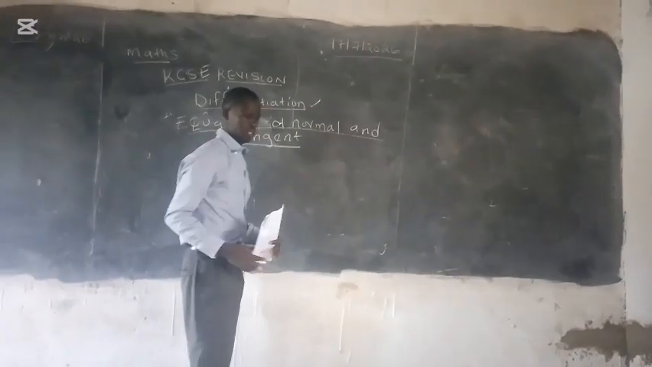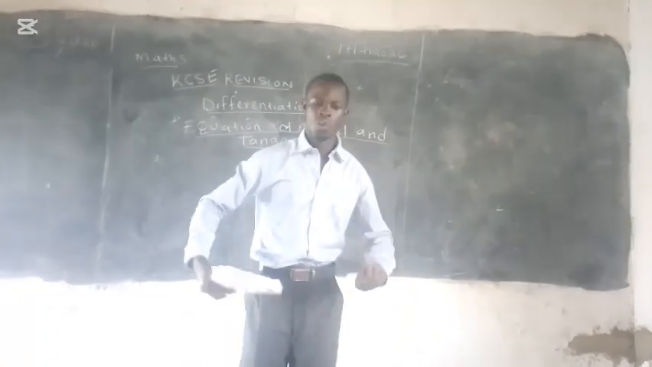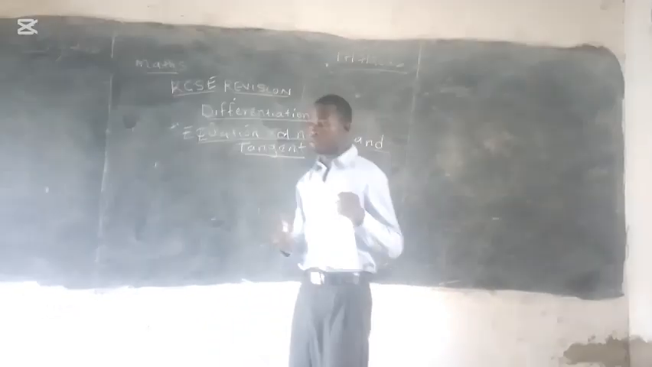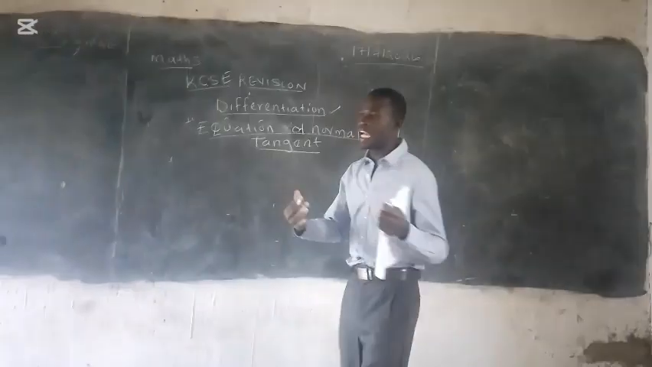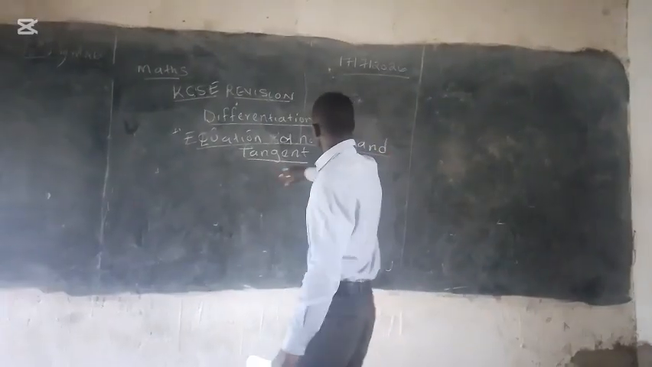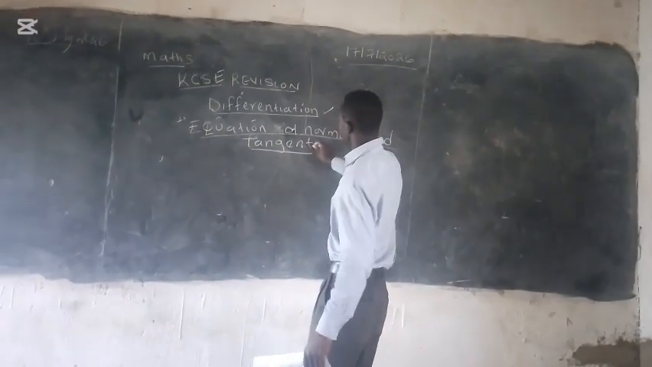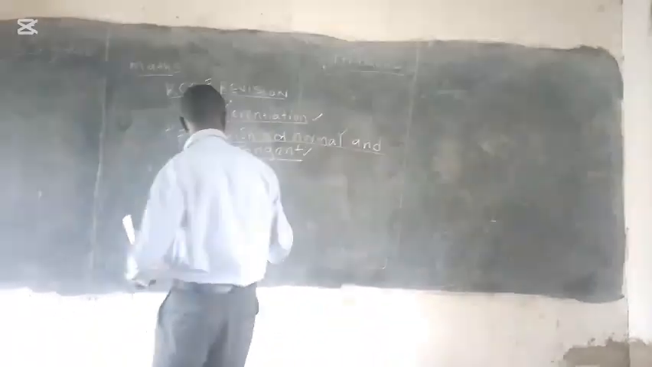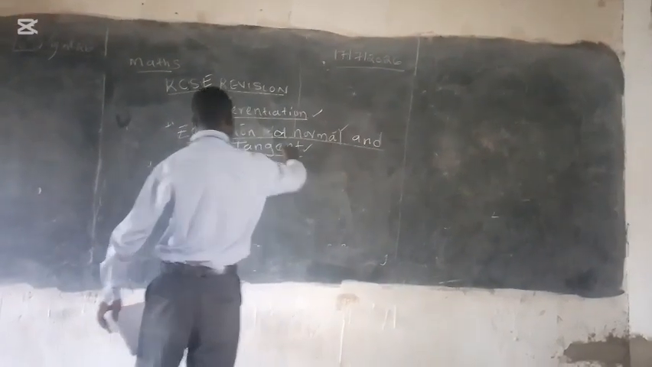Dear students, in the topic equations of a straight line, we talked about two types of lines. We have parallel lines and perpendicular lines. Now here, we are talking about the equation to the normal and the equation to the tangent. There's a very slight relationship between these two things.